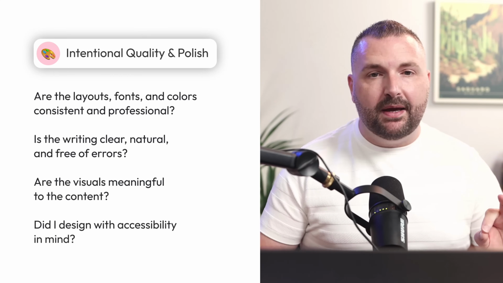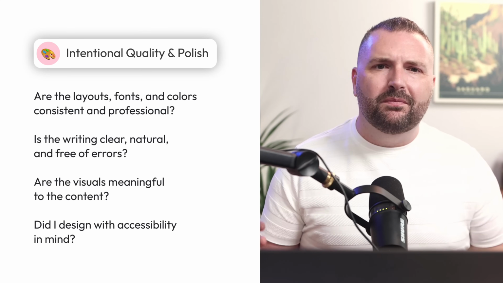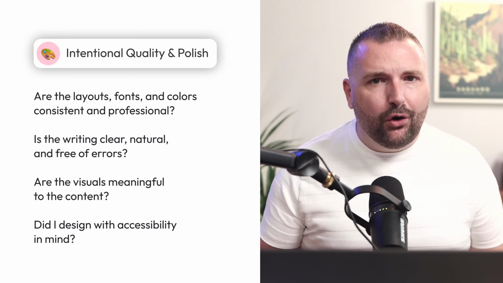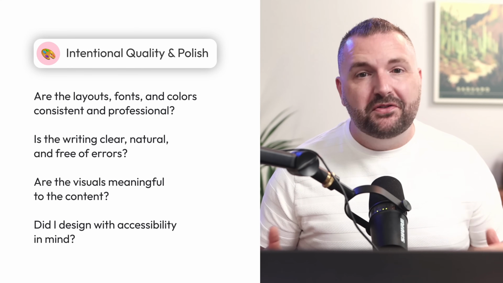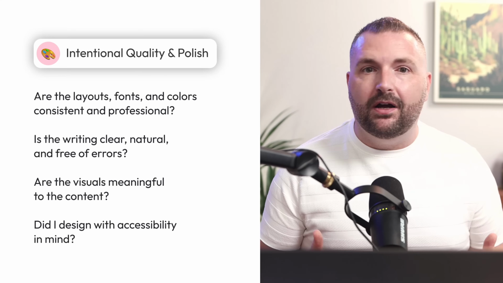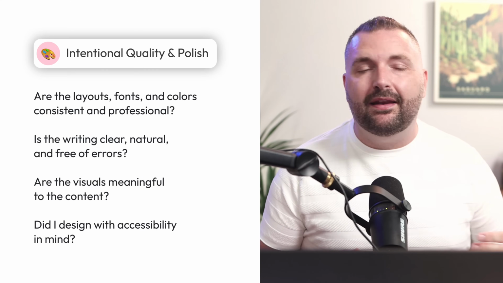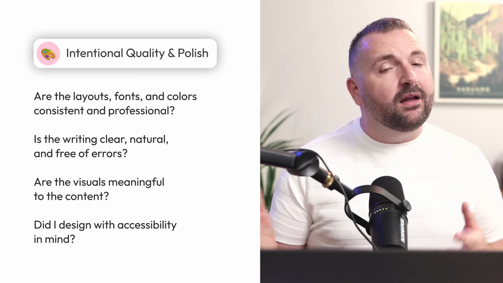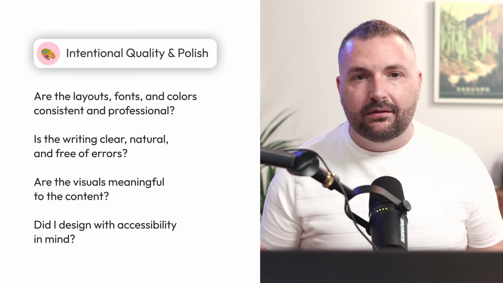All right, fourth and finally, we have intentional quality and polish. I'm going to say it, details matter a lot. A project with typos and clashing fonts or missing alt text can completely overshadow your otherwise great instructional design thinking. So you have to ask yourself, are the layouts, fonts, and colors consistent and professional? Is the writing clear, natural, and free of errors? Did I build with accessibility in mind, like alt text, closed captioning, and everything else?